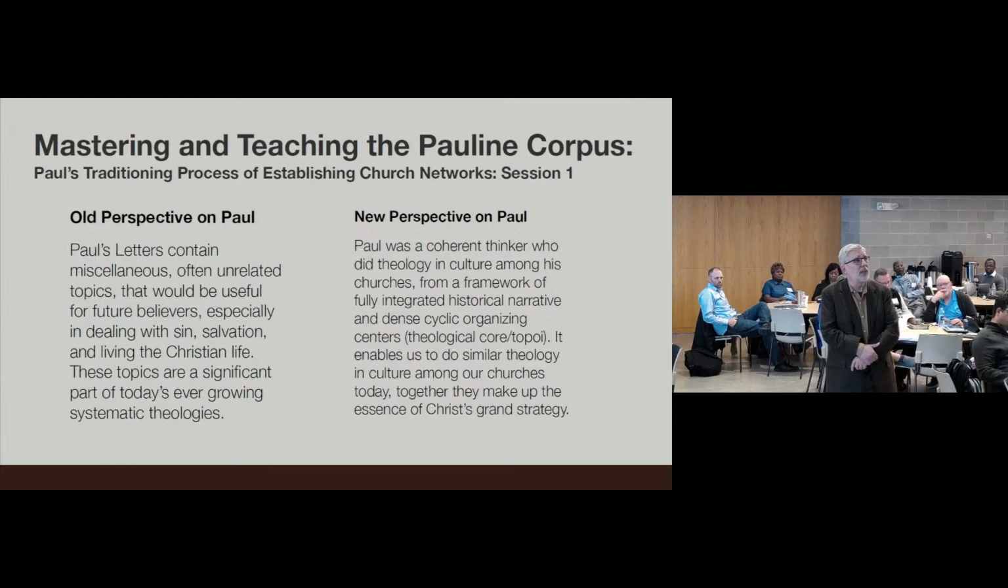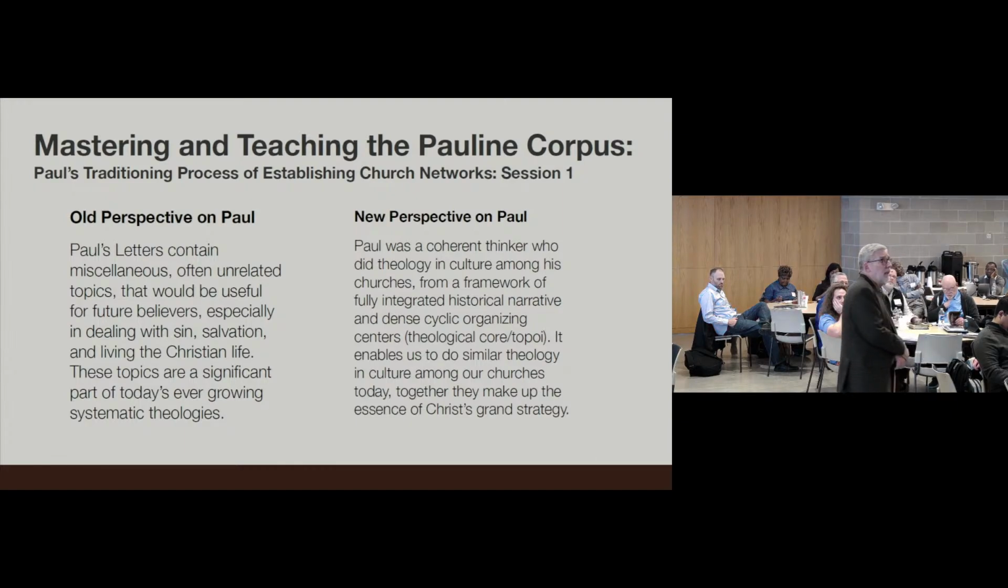So my summaries are, the old perspective on Paul, and this is why systematic theology is so damaging: Paul's letters contain miscellaneous, often unrelated topics that would be useful for future believers, especially in dealing with sin and salvation and living the Christian life. These topics are a significant part of today's ever-growing systematic theologies. That will not establish churches, that will not train leaders.